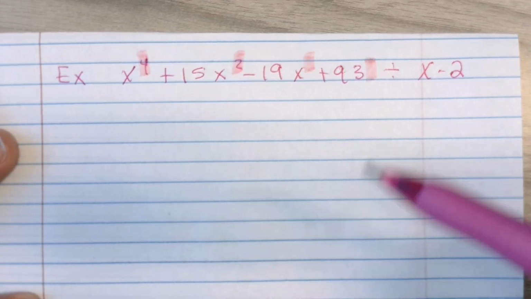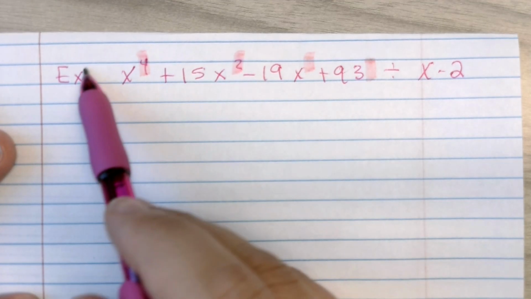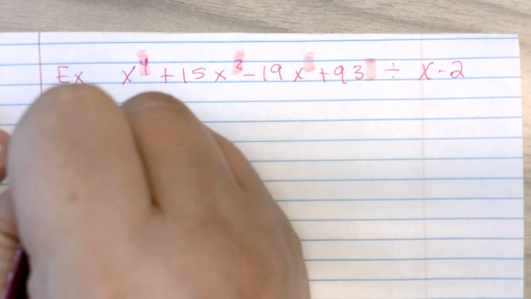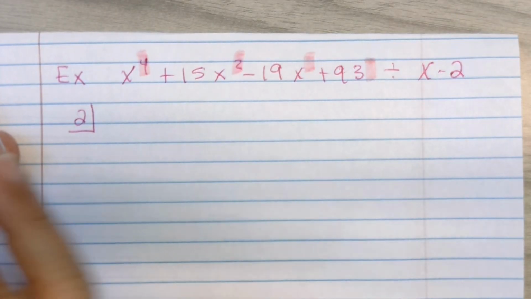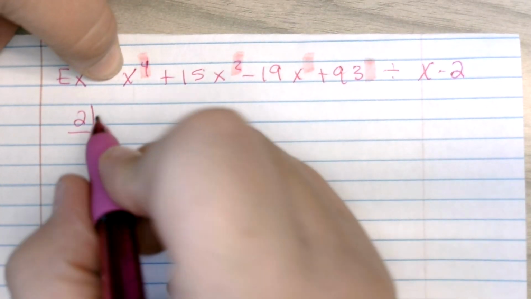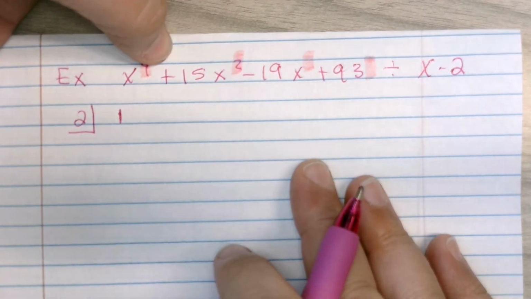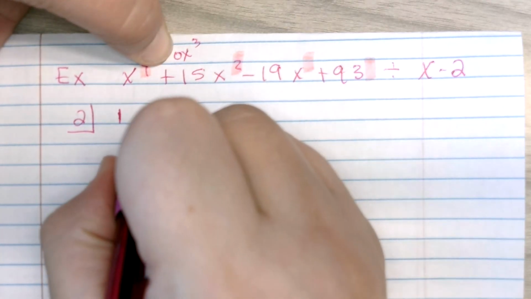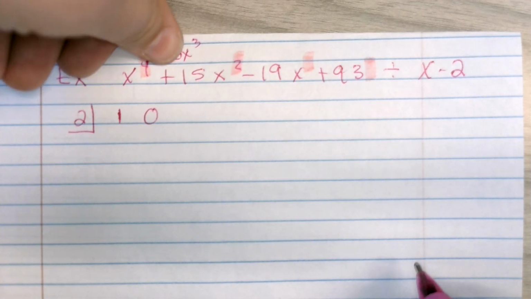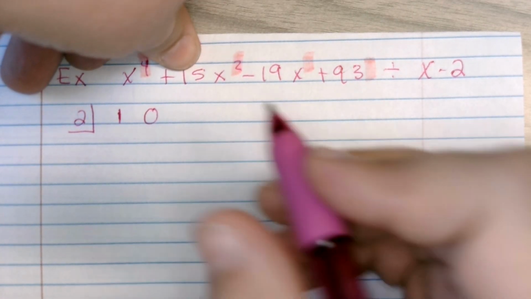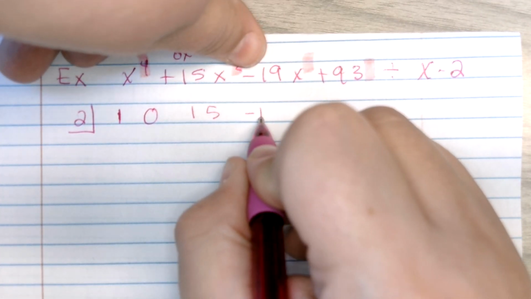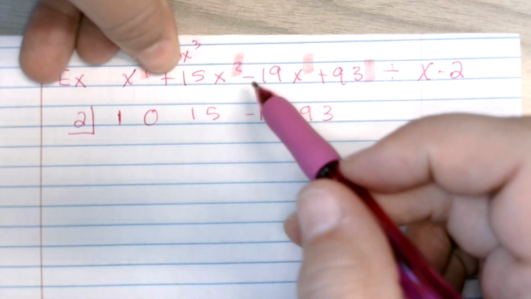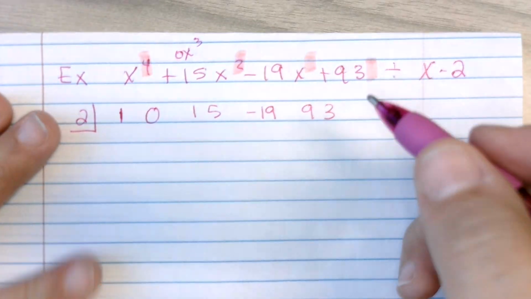Sometimes you won't have a power of x. Sometimes you won't have a power of 2. It just so happens, again, I'm missing my power of 3. So when I set this up, I'm going to put a positive 2 over here in this box. When I pull off the coefficients, I'm going to put a 1 for the power of 4. I'm missing x cubed because it's a 0x cubed. So we're going to make sure to write that 0 in, even though it's not written in our polynomial. Okay, I have a 15, negative 19, and a 93. Notice that I'm taking the sign that's with the number in the problem.